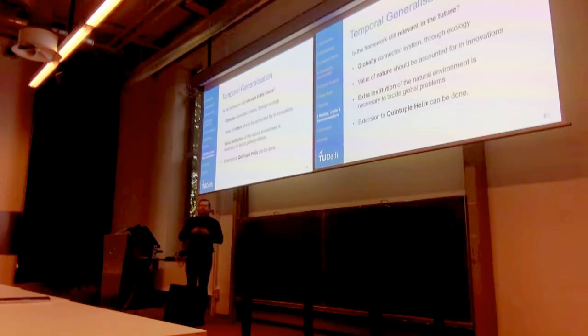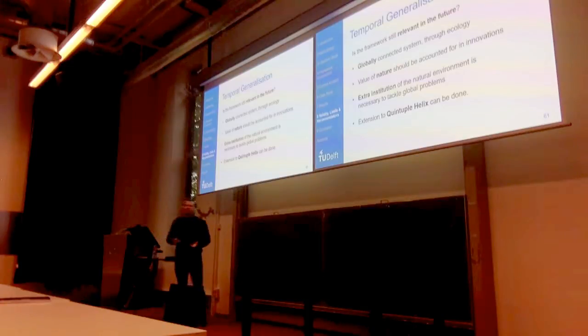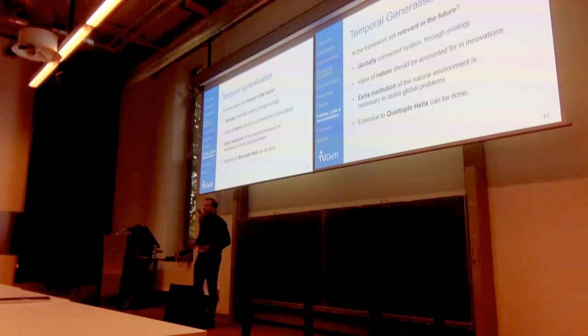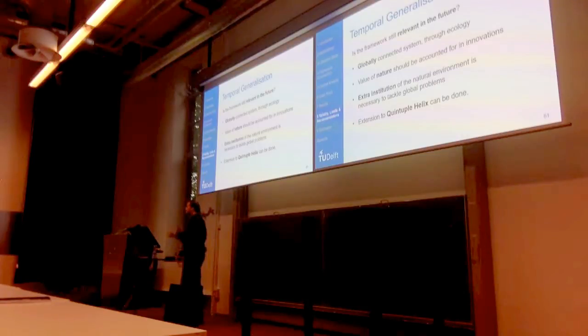And I believe that we are in a globally connected system through our ecology. And the value of nature should be accounted for in innovations. Which means that we need an extra institution in those processes, which should be the natural environment. And that means that we are extending the quadruple helix actually to the quintuple helix. It makes it 5 instead of 4. And this is, of course, easier said than done. How do you conceptualize nature as an actor? So there's a lot of things to be done there, a lot of recommendations still open.